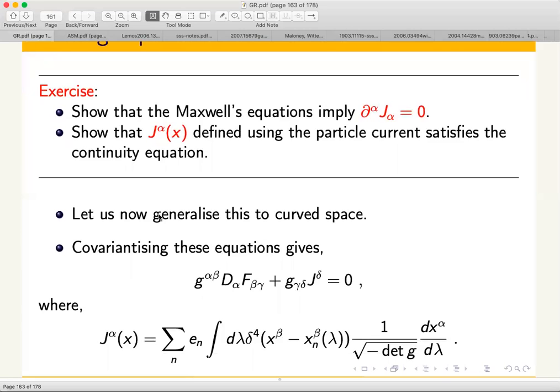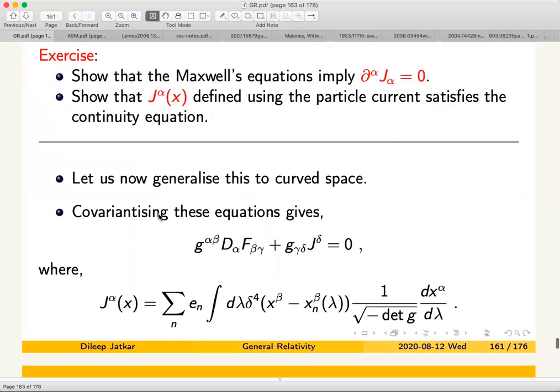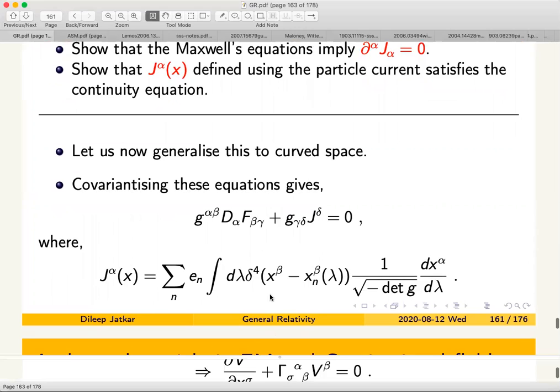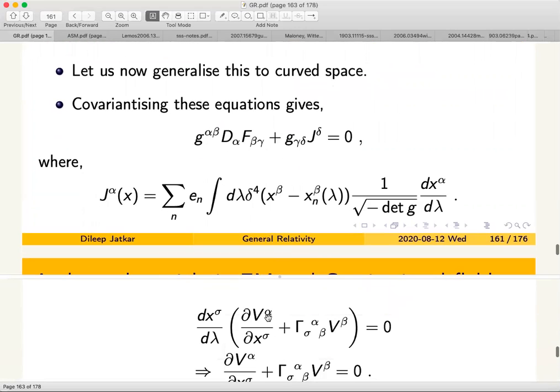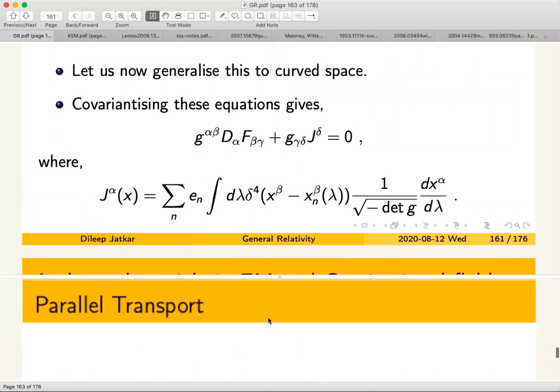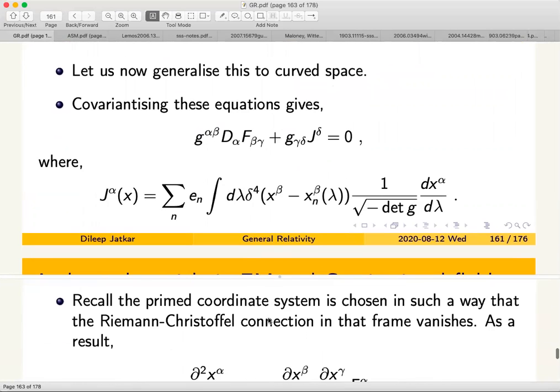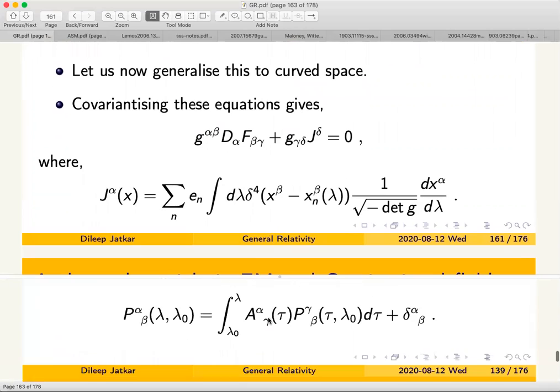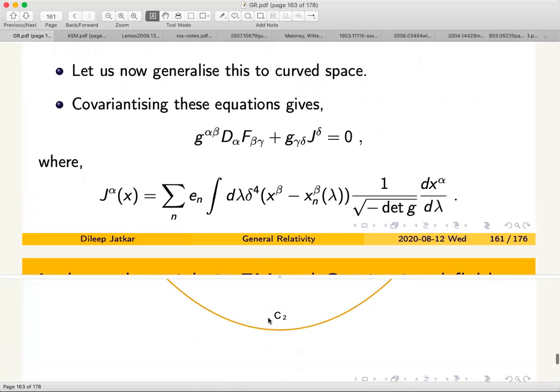Fine. So what we want to do is to generalize the equations of electrodynamics to curved space-time. Okay, and to do that, we will have to covariantize the equations. So although you know this equation, I might as well keep it on the screen for a moment.